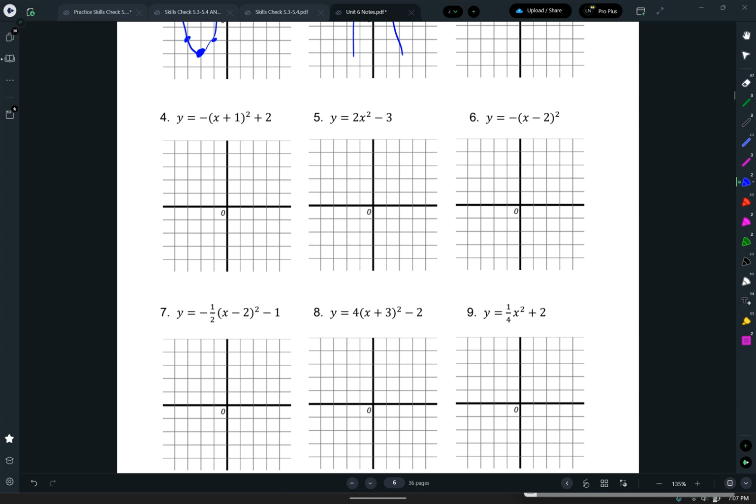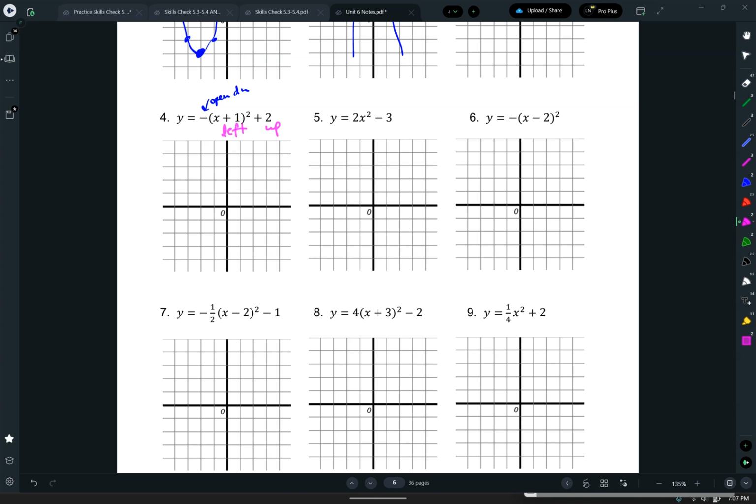I know that negative means the whole thing is going to open down, right? But keep in mind, this +2 over here is going to move the whole thing to the left. Nope, I'm sorry. It's going to move the whole thing up. It means it's not opening up. That means it's shifted up. And that +1 is going to move the whole thing to the left.